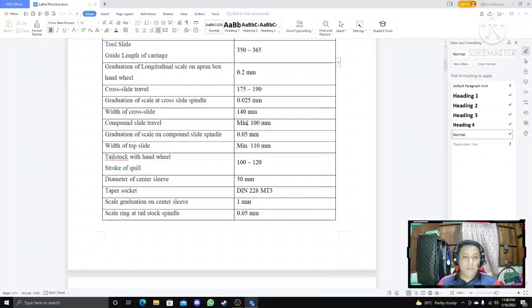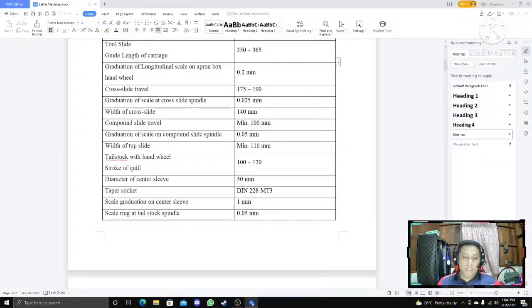Compound slide travel minimum 100 mm. Graduation of scale on compound slide spindle 0.05 mm. Width of top slide minimum 110 mm. Tailstock with hand wheel, stroke of quill 100 until 120. Diameter of center sleeve 50 mm.